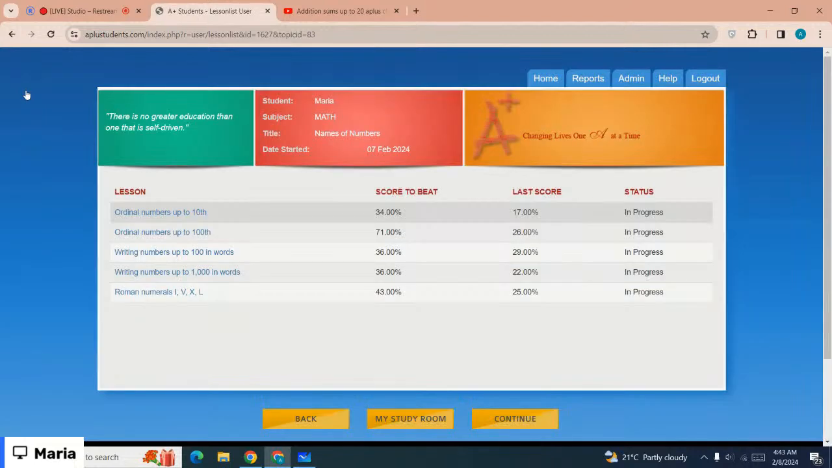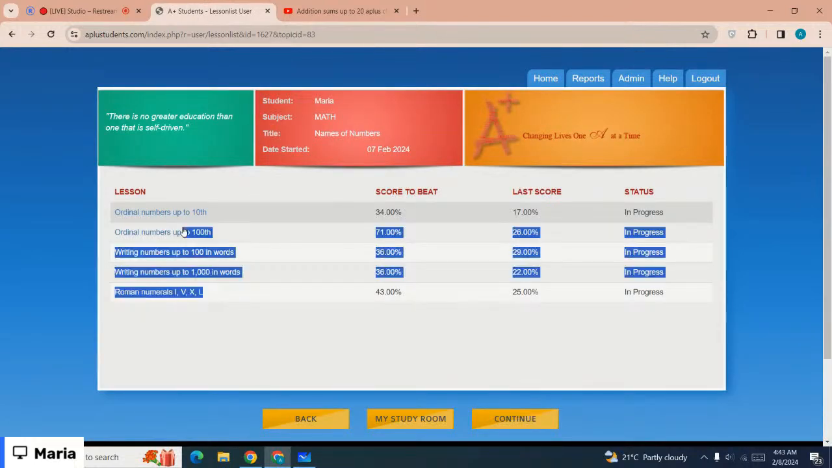So we were working on grade 2 math. The chapter we're working on is names of numbers, and the lessons we have covered today are ordinal numbers up to 10th, ordinal numbers up to 100th, writing numbers up to 100 in words, and writing numbers up to 1000 in words. Then we just finished the Roman numerals, right?